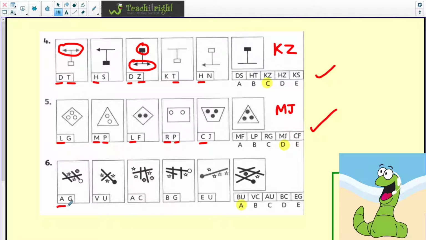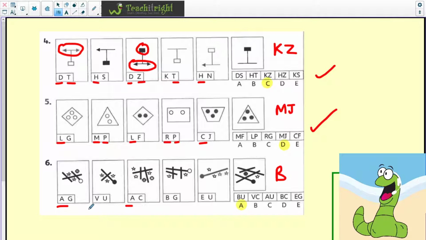The last one in this particular page is BU, and let's just see if we can work out why. So we've got 2 A's, and the 2 A's stand for the number of lines that we've got. So we've got 3 lines, 2 lines, then we've got 1, 2, 3, 4, 1. We actually need 4, so we're going to need the B.